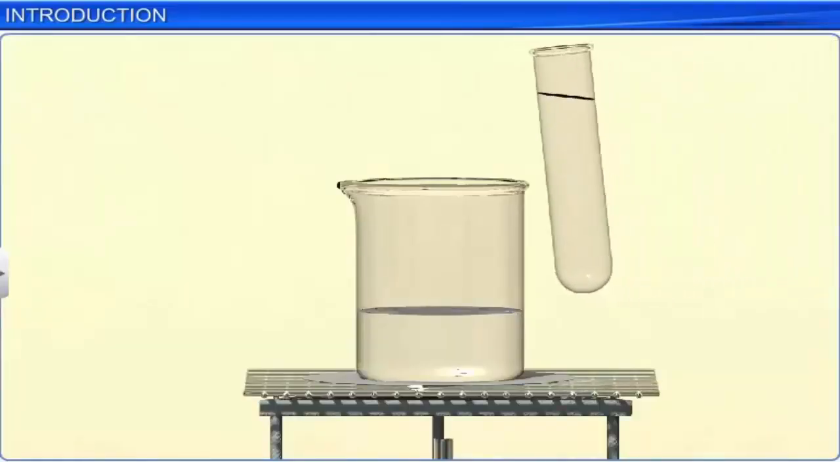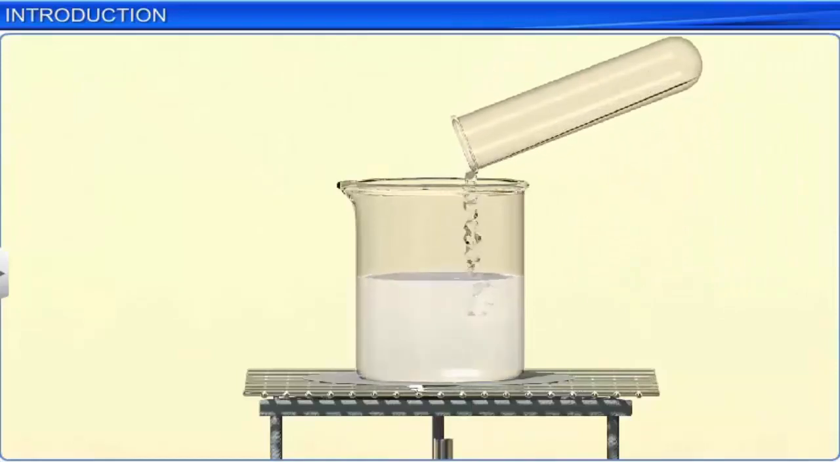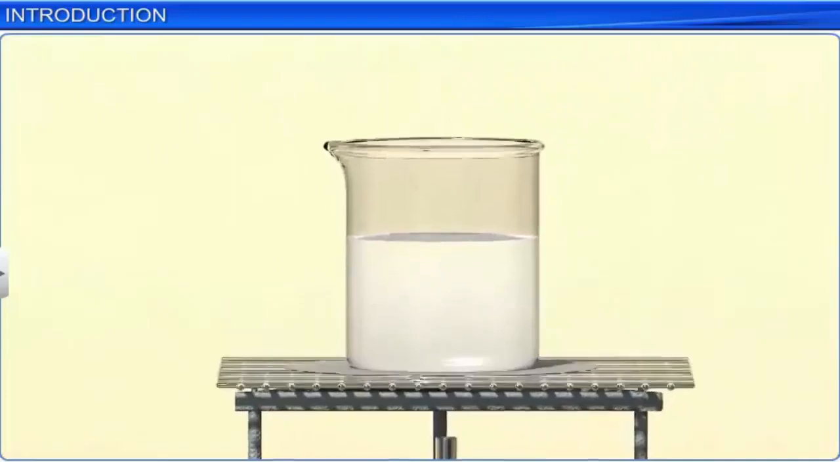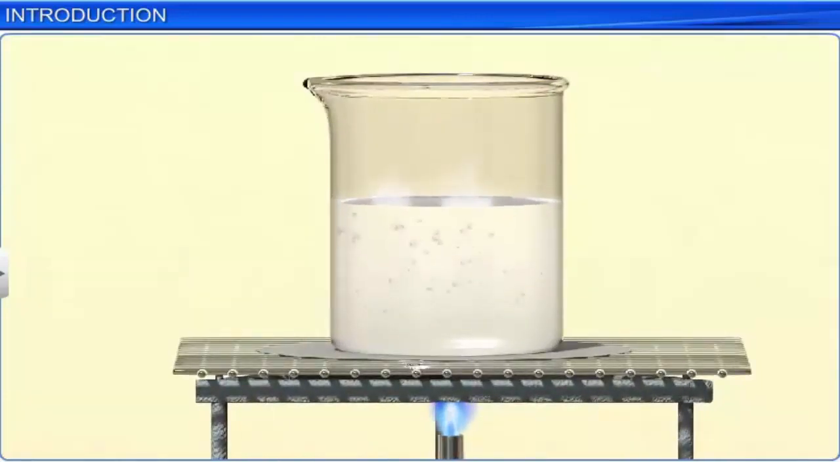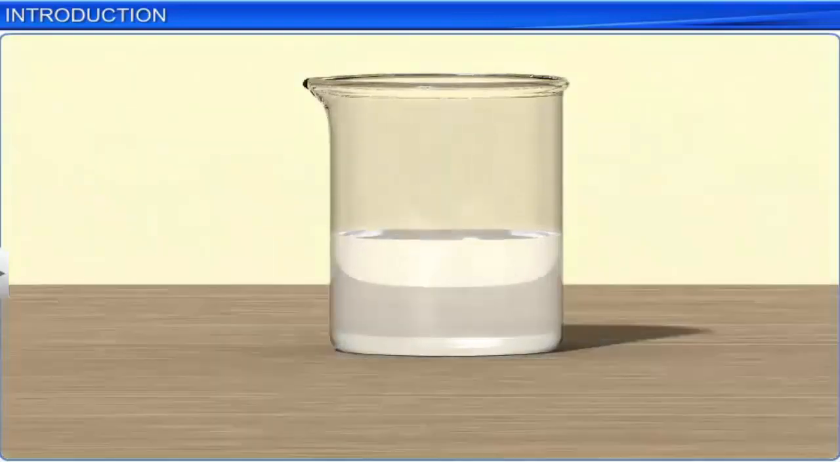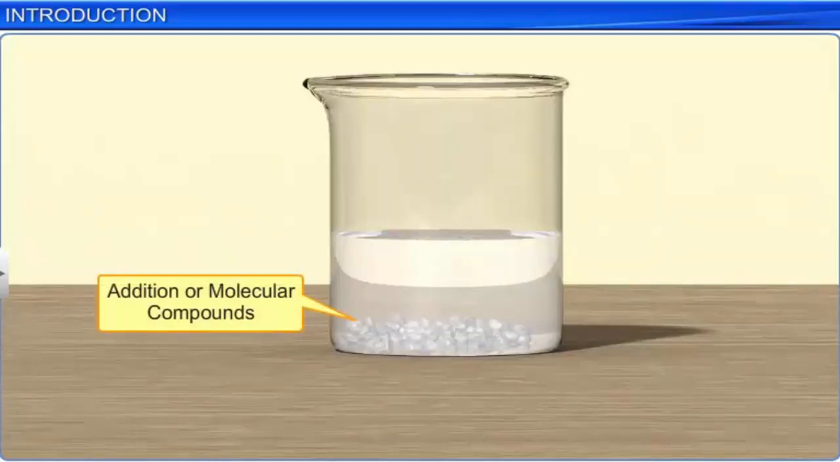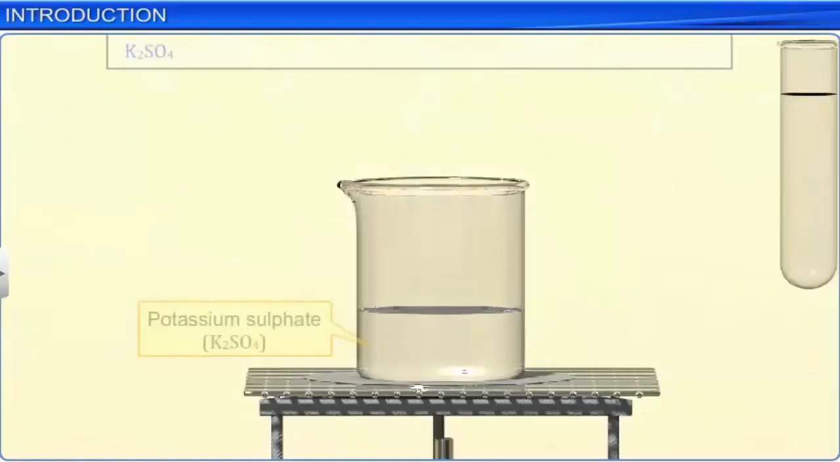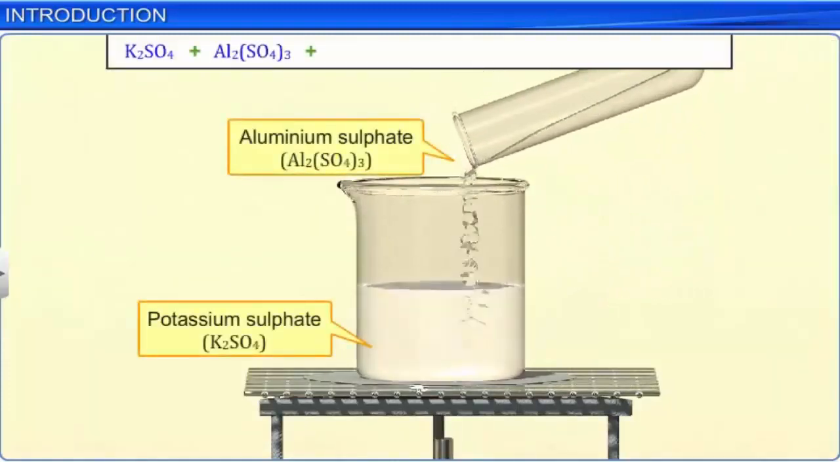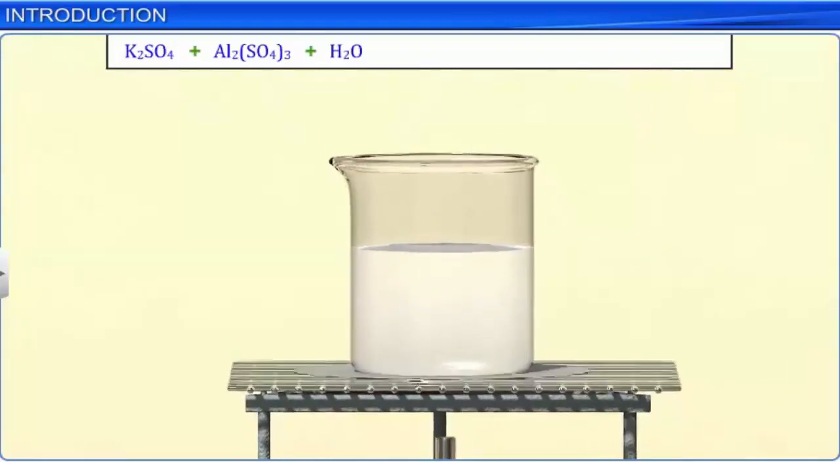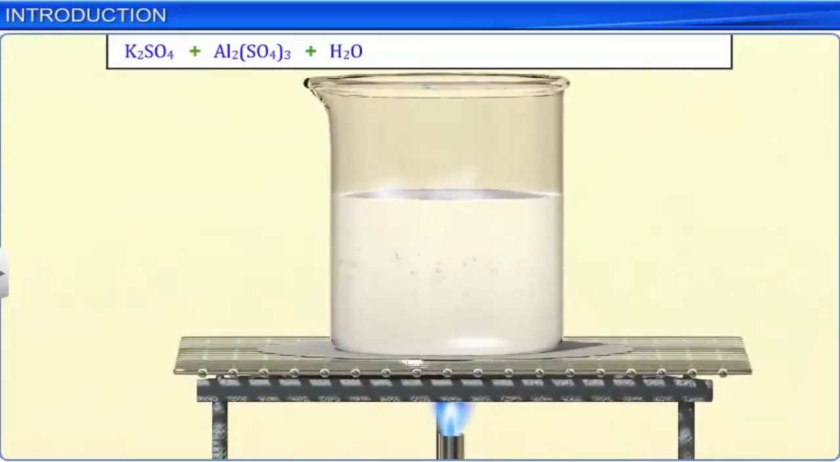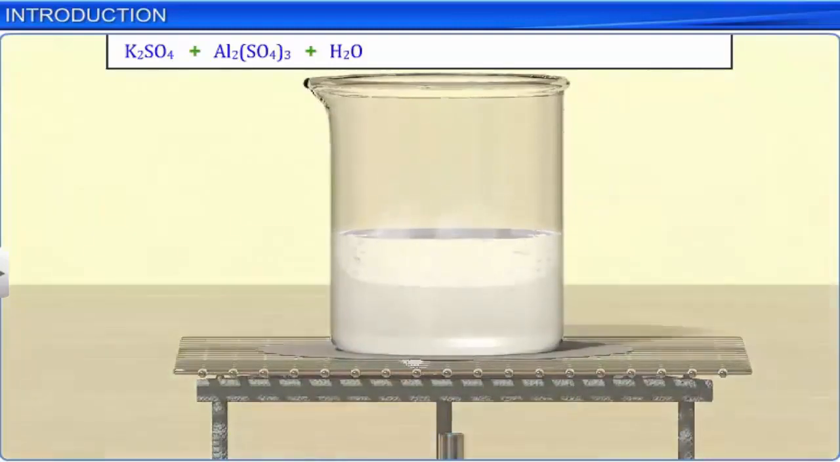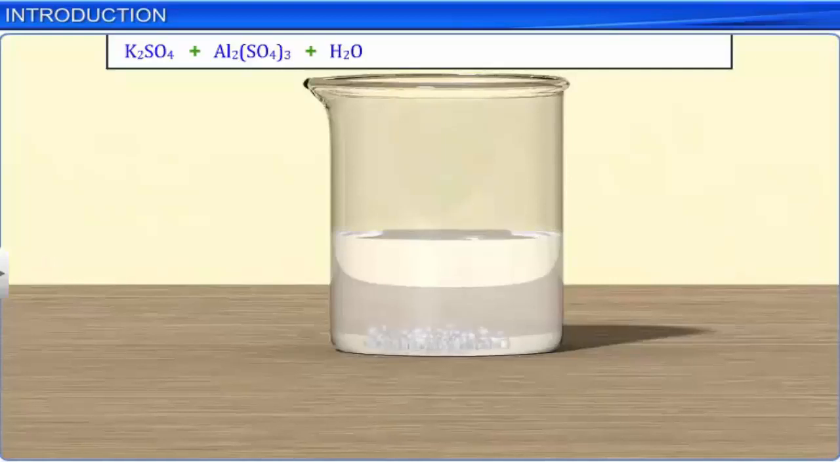When two or more stable compounds are allowed to combine in stoichiometric ratios, crystalline compounds are formed. These are known as addition or molecular compounds. For example, when saturated solutions of potassium sulfate and aluminium sulfate are mixed and heated till the crystallization point is reached, we get the well-known compound potash alum.